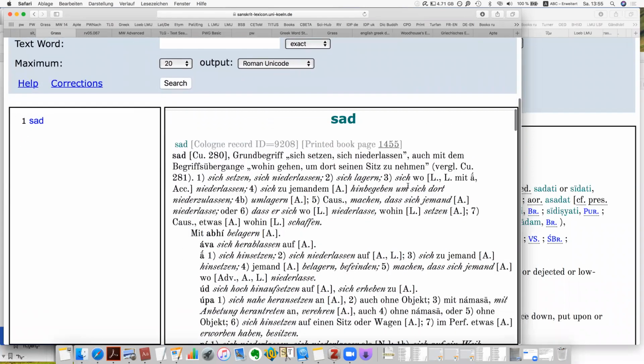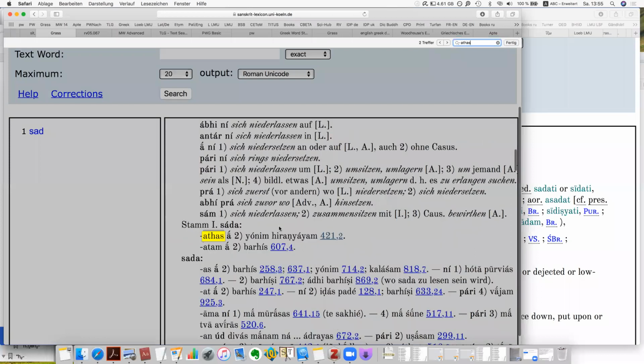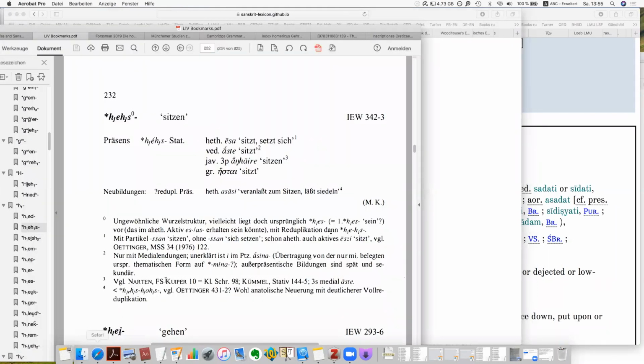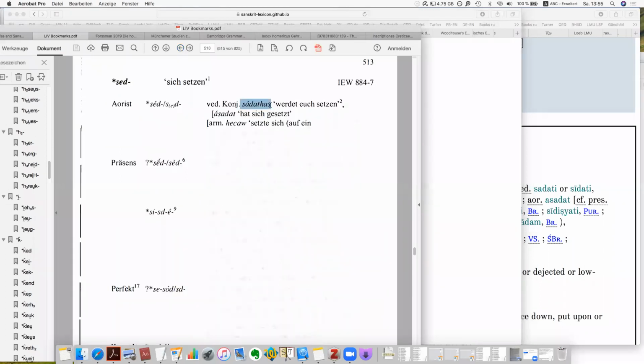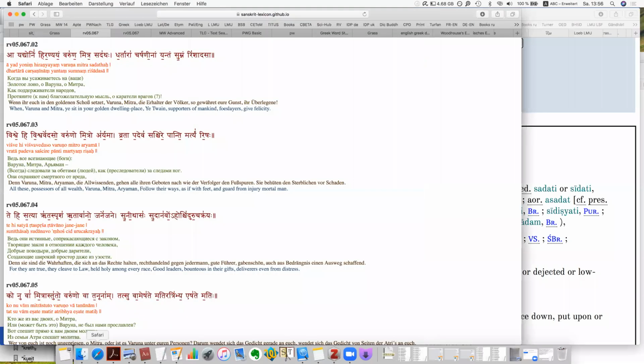And then you find the information here. There's a lot of information, and there's an occurrence here. So called sada, we need this stem. And sadatas, this is actually the form here. So let's check this form. Vedic subjunctive sadatas. So it is a subjunctive to the root aorist. And then let's check the verse where sadatas occurs.